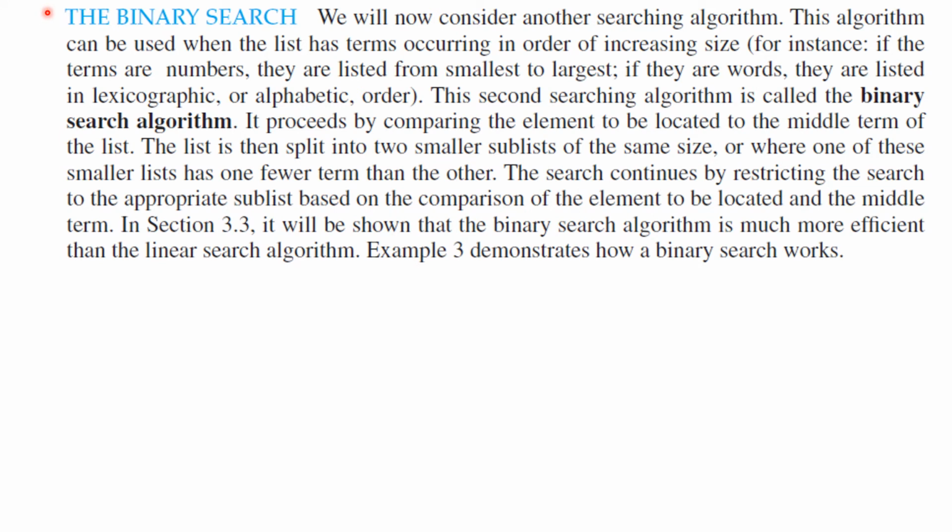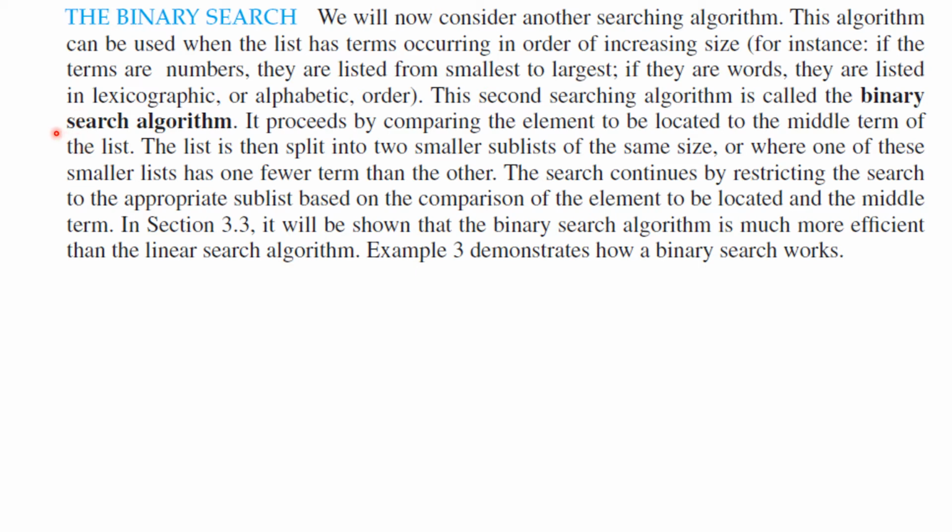We now consider another searching algorithm. This algorithm can be used when the list has terms occurring in order of increasing size. For instance, if the terms are numbers, they are listed from smallest to largest, and if they were words, they'd be listed in alphabetical order. And this is called the binary search algorithm.